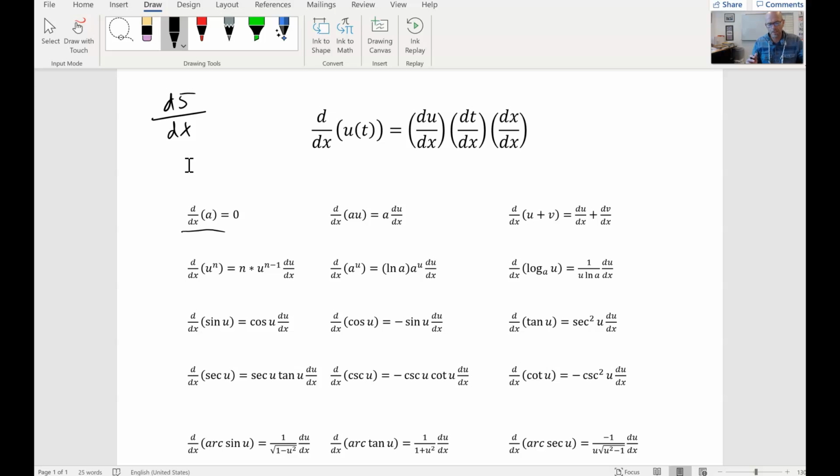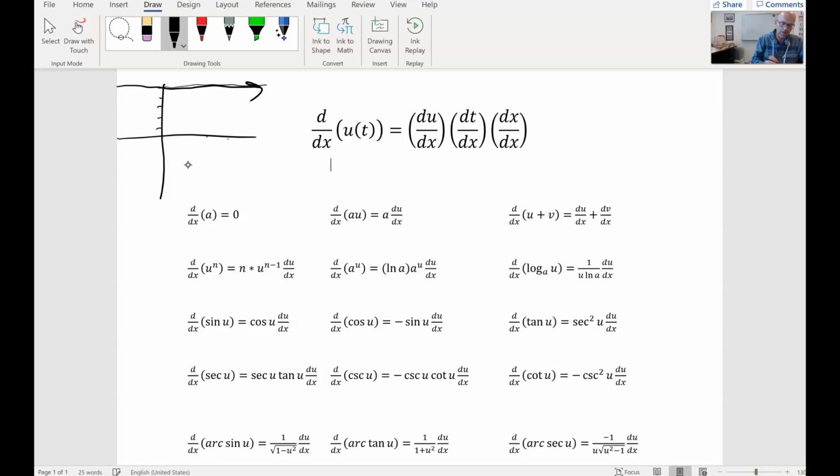Well, 5 is not changing, so it doesn't really matter how x is changing. When we compare the change in 5 to the change in x, the change in 5 is 0. So as x changes, 5 stays the same, right? If you're looking at the graph of f of x equals 5, it's a horizontal line, and once again you can see that as x is changing, as I'm plugging in different numbers for x, the y is always 5, so there's no change in the y.